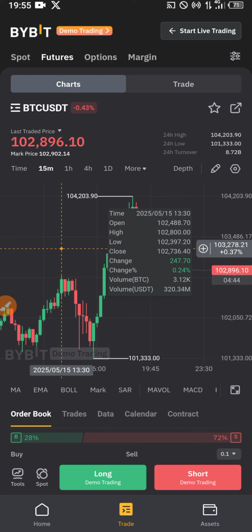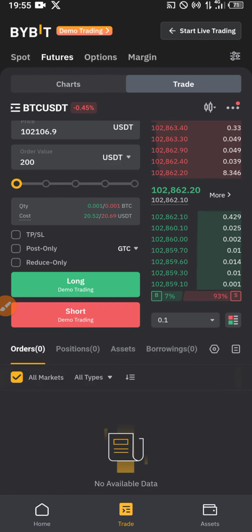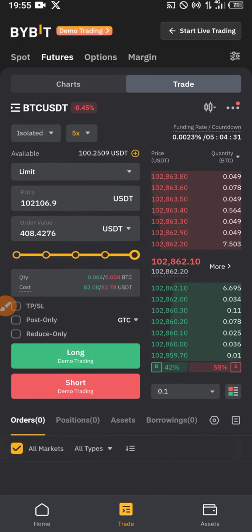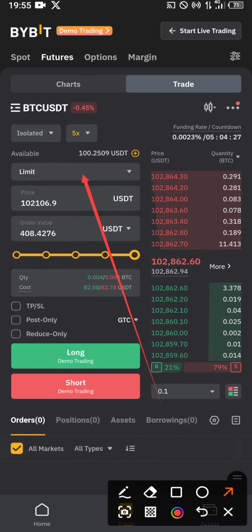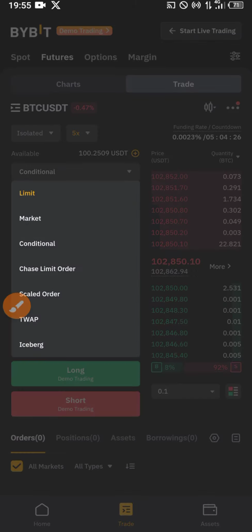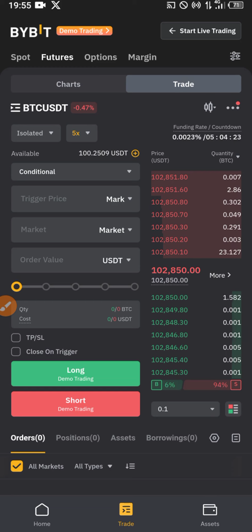So you cannot place a buy stop or sell stop with limit orders on Bybit, right? That's where your conditional orders come in. Where are your conditional orders? Click on this limit, then change it to conditional order. This is where you can place your buy stop and sell stop.